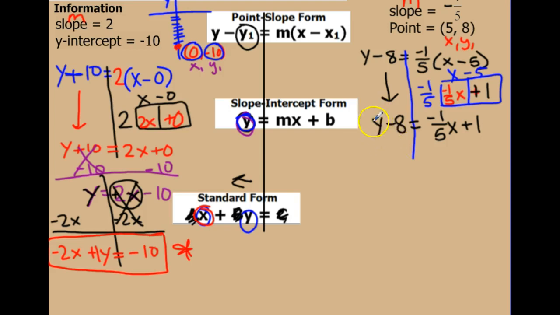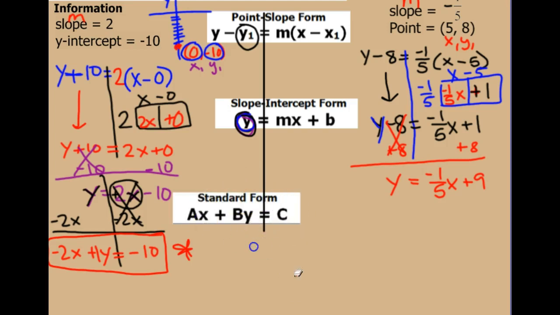And then my goal is to get y by itself. So the opposite of subtracting 8 would be adding 8. 8 minus 8 eliminates. So we have y equals negative 1/5 x, and 1 plus 8 is 9. So now we have y by itself, so we've gotten this far. We have slope-intercept form, but now we need to get standard form.